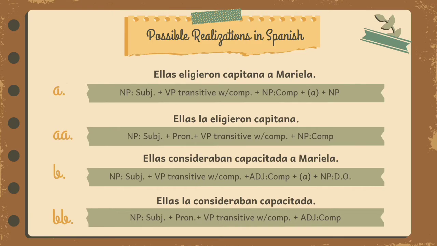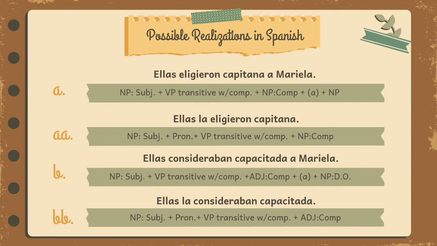Some of them have 2, 3, or even 4 variations depending on the elements of the pattern. For instance, A. Ellas eligieron capitana a Mariela. We have noun phrase as a subject, verb phrase transitive with complement, noun phrase as a complement plus a plus noun phrase. A. Ellas la eligieron capitana. In this case, la refers to Mariela. Thus, noun phrase as a subject plus pronoun la plus verb phrase transitive with complement and noun phrase as a complement. B. Ellas consideraban capacitada a Mariela.